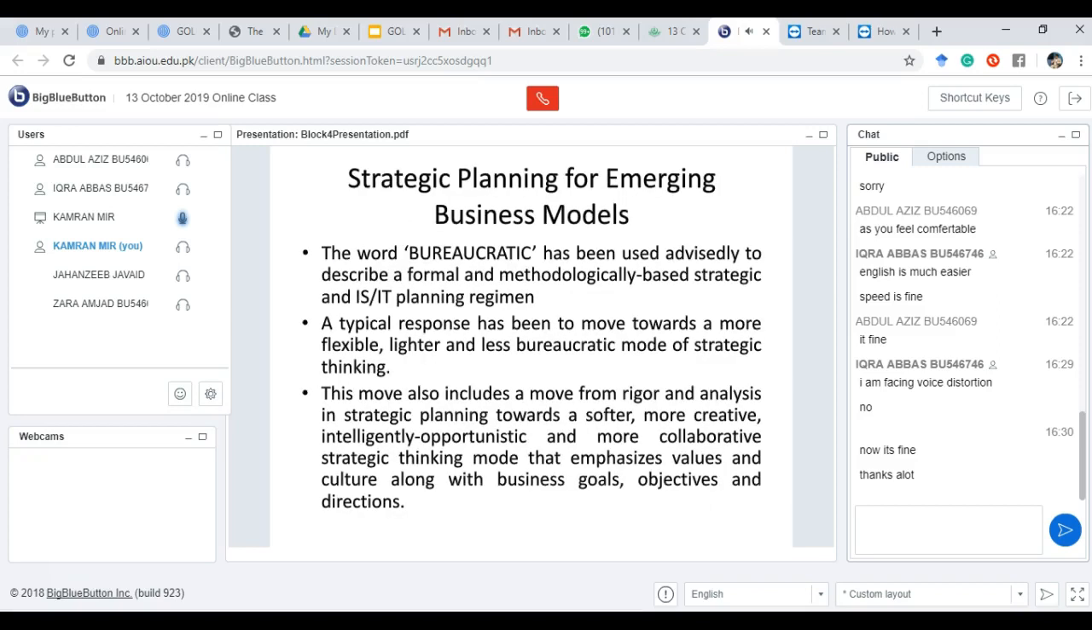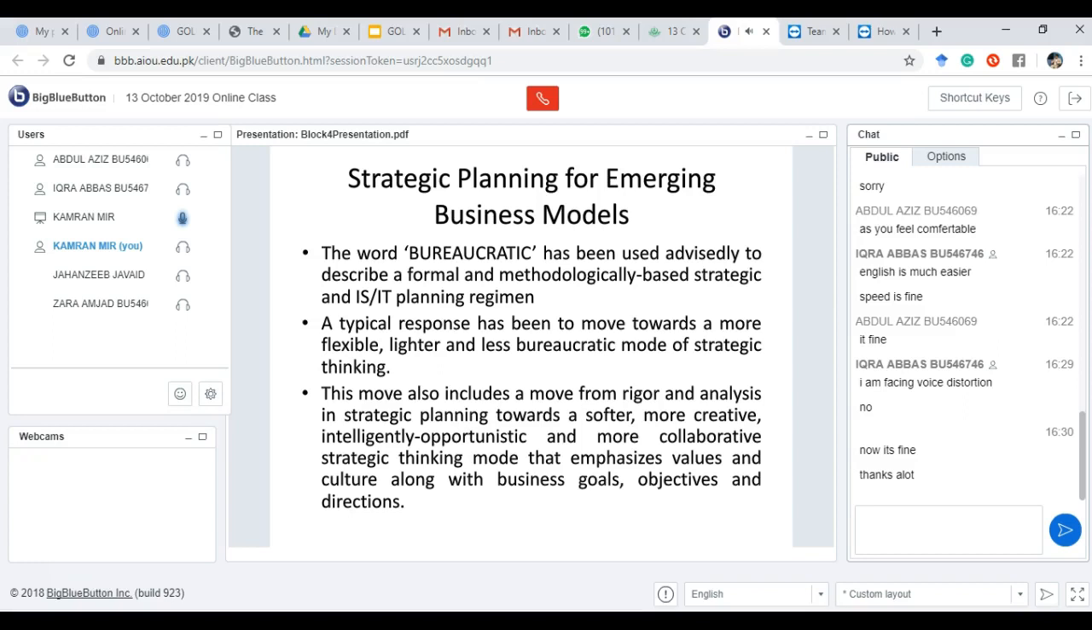Going further, you've got strategic planning for emerging business models. I would go through this briefly. If you guys have any distortion, you can let me know in the middle, and then I can stop there and continue ahead a bit further. If I don't hear anything, then I'm assuming everything is fine. So okay, go ahead with that.